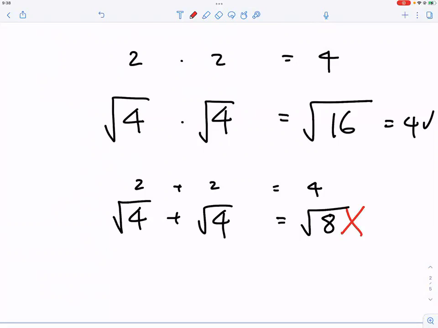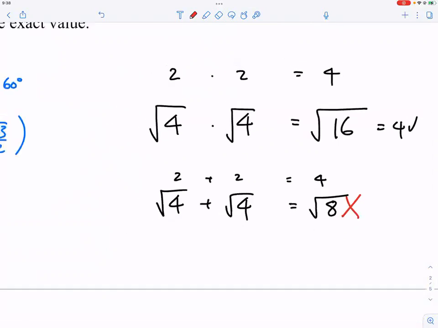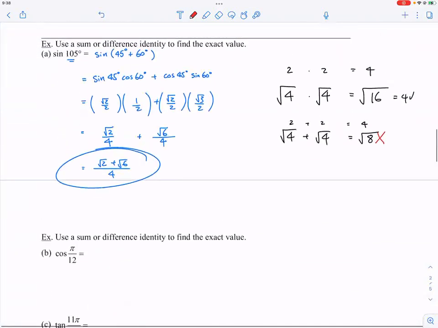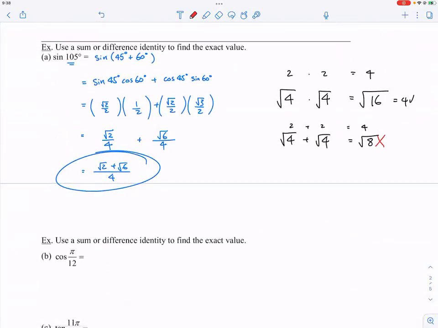I would say these kinds of questions, well, you either force yourself to memorize it, or you actually find a proof for it. Okay? We're good? All right, so let's go to the next page.